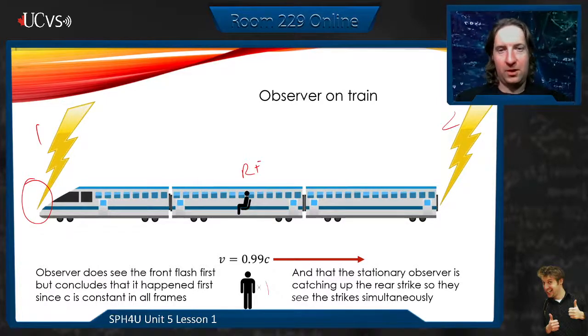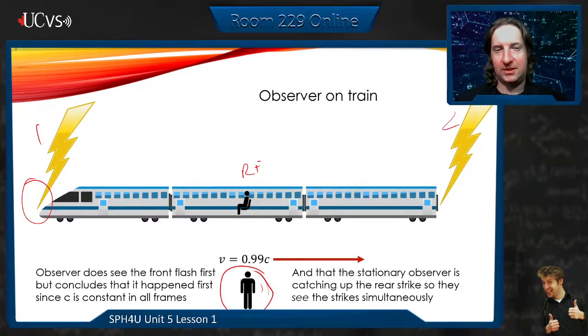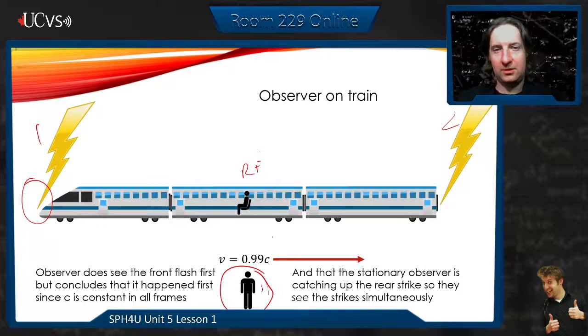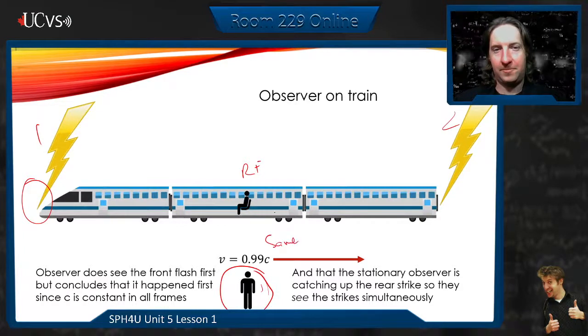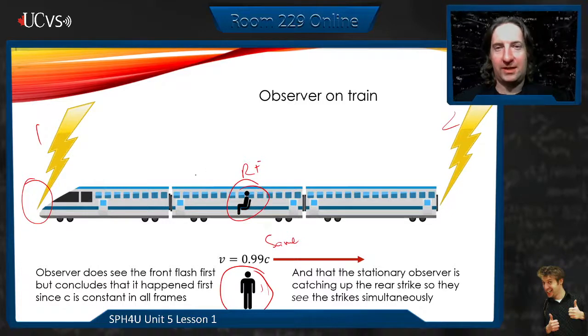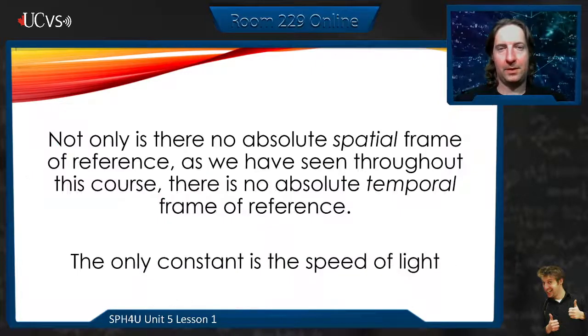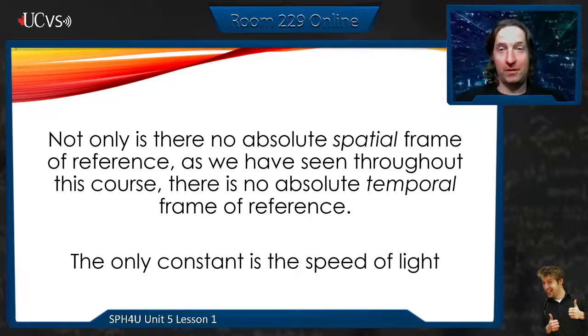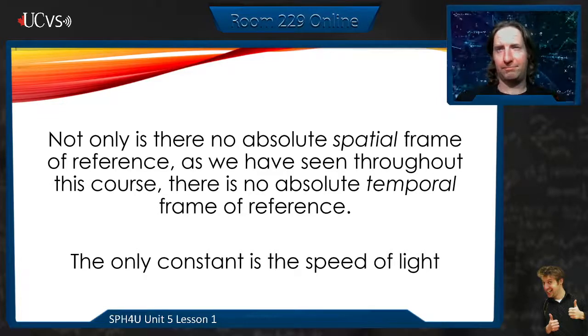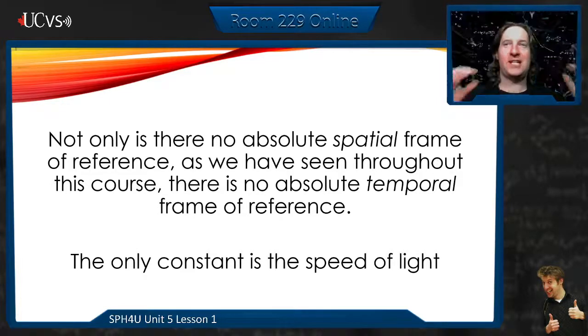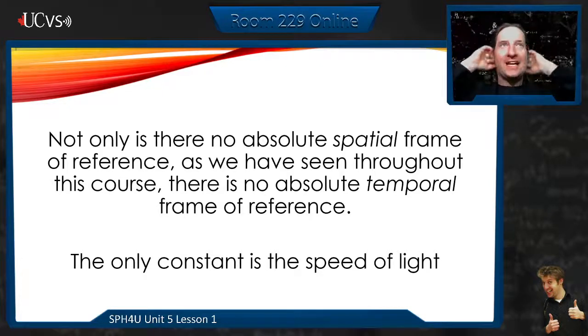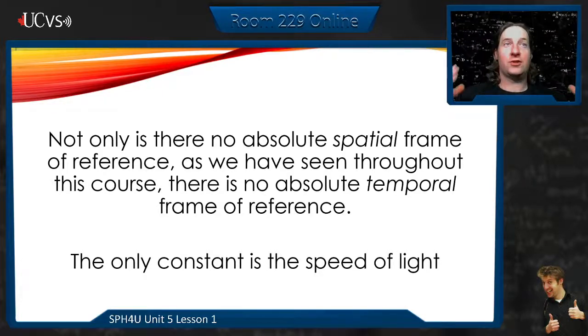So the observer outside here thinks that it happens at the same time, simultaneous. The person on the train thinks that the front happens first. Who is correct? They both are correct. Not only is there no absolute spatial frame of reference, like we said in Unit 1, right? That was one of the first things that I actually told you guys, is that we can't say that there's a correct frame of reference. All frames of reference are correct.